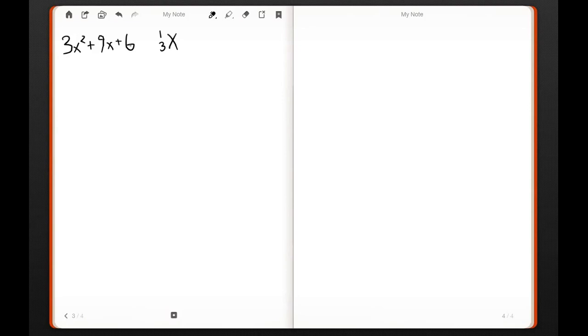It could either be 1 and 6 or 2 and 3, and both of those can be flipped. We could then have 6 and 1 or 3 and 2. Since they're different numbers, they can both be flipped. So let's see if we can figure out which is the right one without trying them all. Look at the number in front of the x. It's 9.